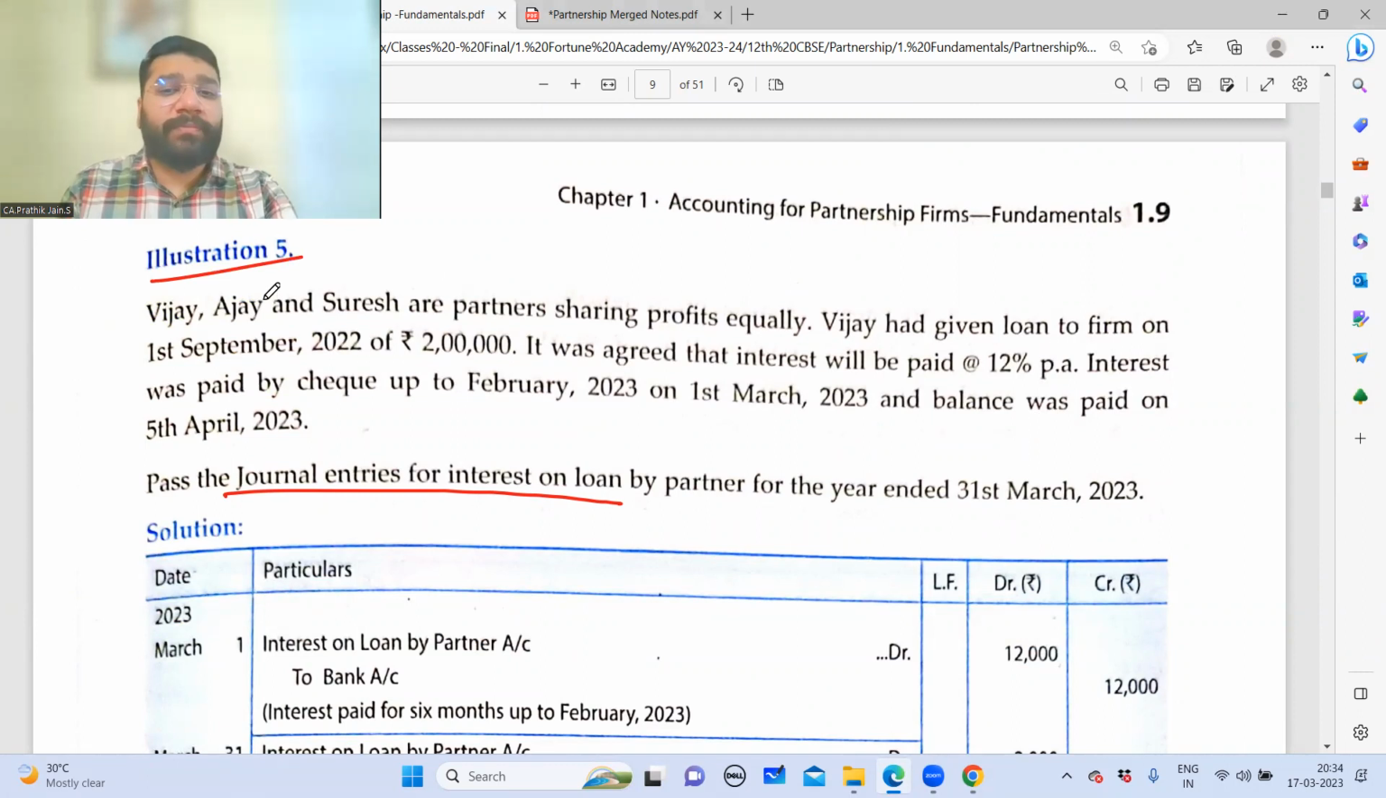Illustration 5. Illustration 5, Homework 9, we'll do in class. Why do I tell you? I'll tell you why. There's a twist in this question. Online people, can I move to illustration 5? Yes, sir. Now, listen to me very carefully. Offline people, concentrate.